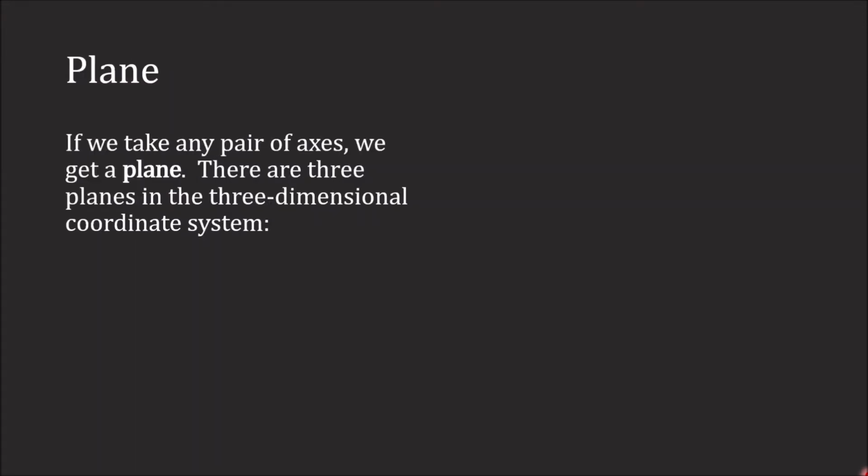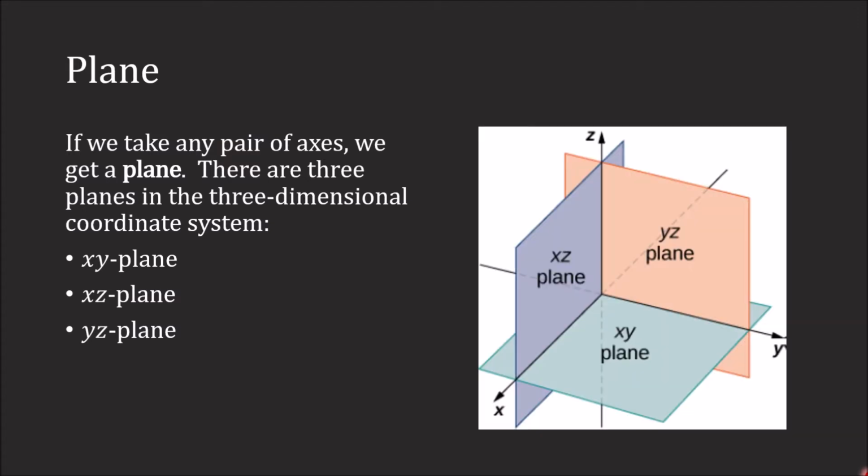Now, if we take any pair of axes, we get a plane. So there are three planes in the three-dimensional coordinate system. You have the xy plane, which is taken by just the x and y axes. You have the xz plane, which is the x and z axes, and the yz plane, which is just the y and z axes. And that is shown.